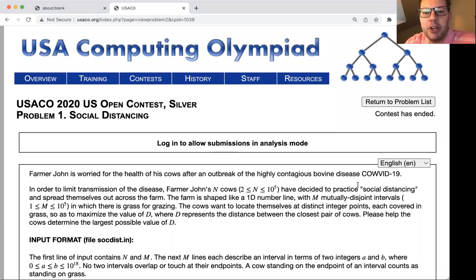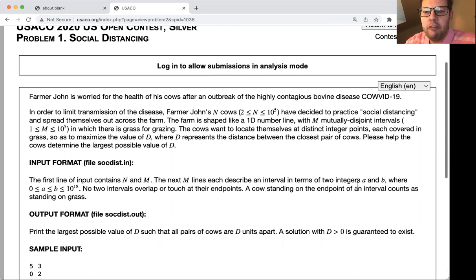What's up, everybody? In this video, I'm going to be covering USACO's 2020 Open contest at the silver level, problem number 1, Social Distancing. Farmer John is worried for the health of his cows after an outbreak of the highly contagious bovine disease, COVID-19. In order to limit transmission of the disease, Farmer John's N cows, where N is between 2 and 10^5, have decided to practice social distancing and spread themselves out across the farm.